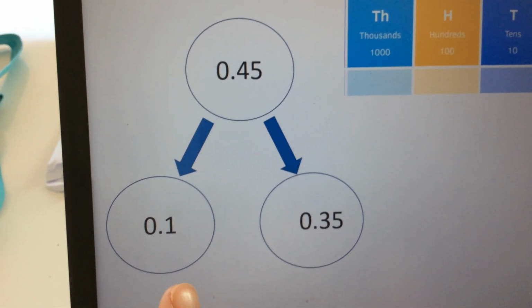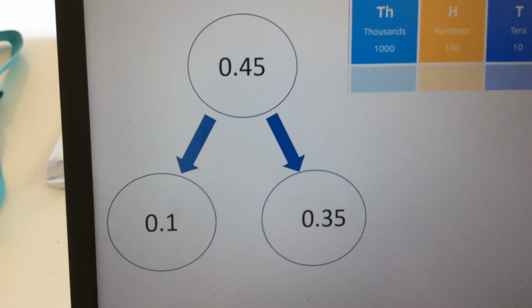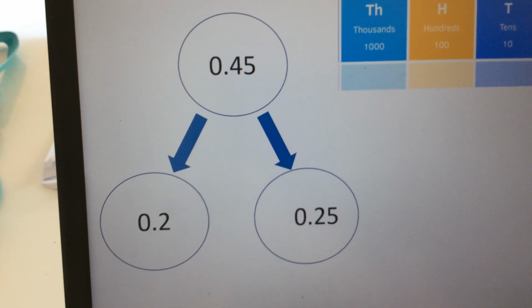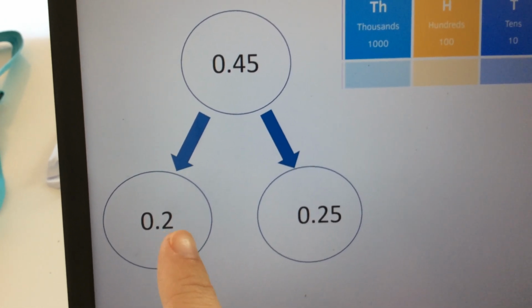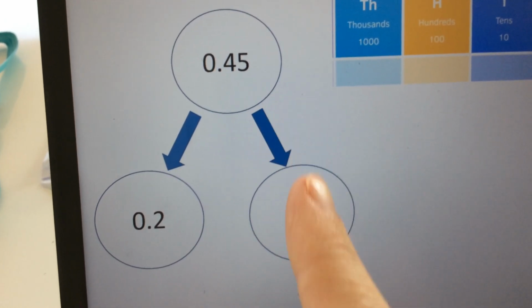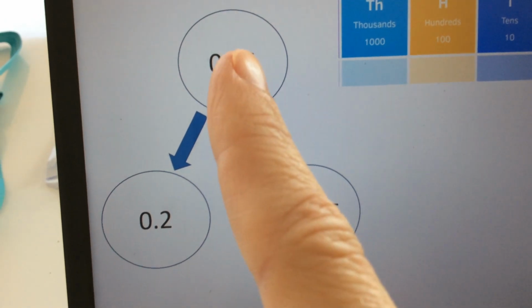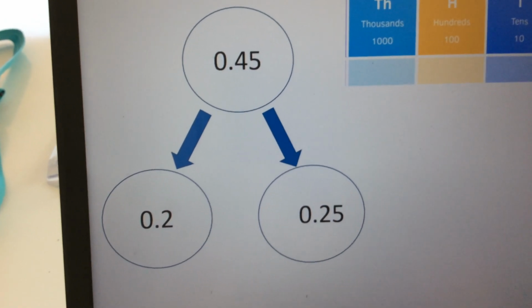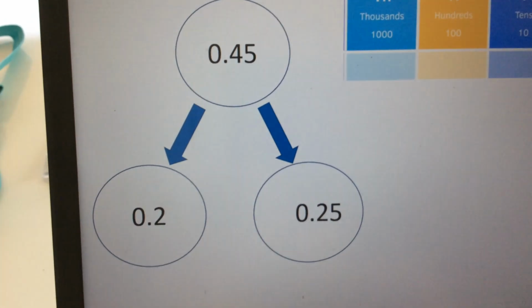If we changed this one to 0.2, we've got 2/10 and 2/10, which makes our 4/10, and then we've got our 5/100ths there. Okay, and there's lots of different ways that you could choose to partition up 0.45.